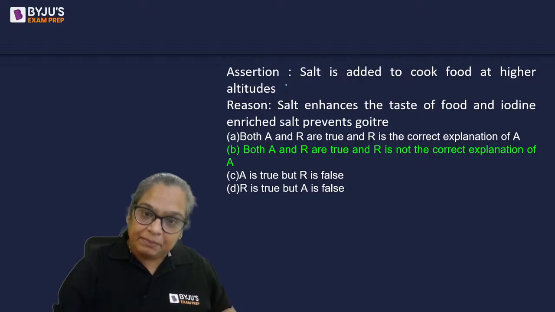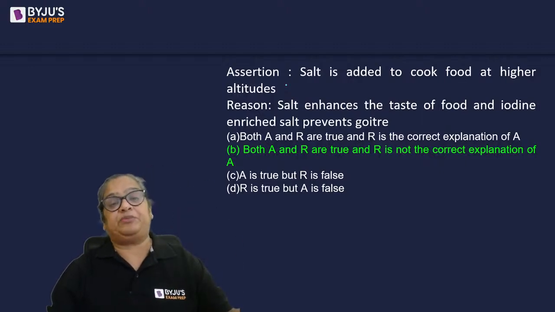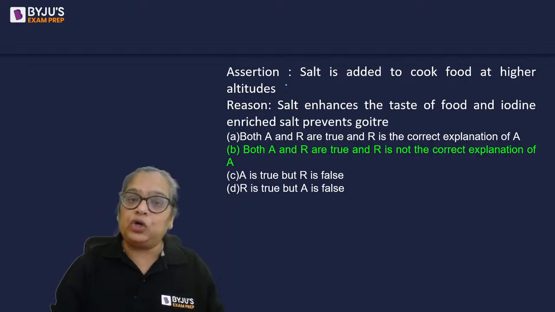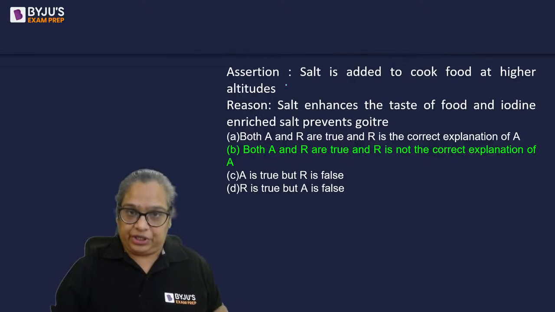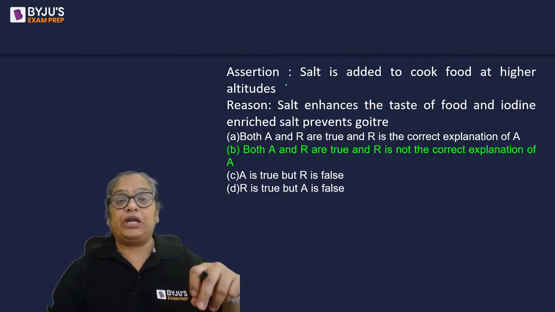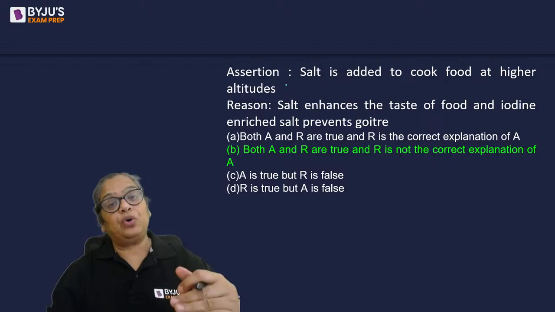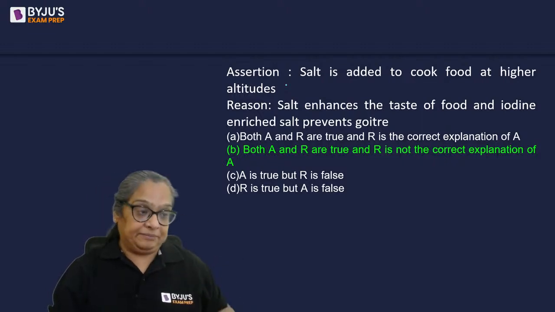Both the statements are correct, but R is not the correct explanation of it. Flavor enhancement of salt, we all know, is correct. But that is not the reason why they add it at higher altitudes. They add it to boiling water at higher altitudes so that vegetables can cook better.